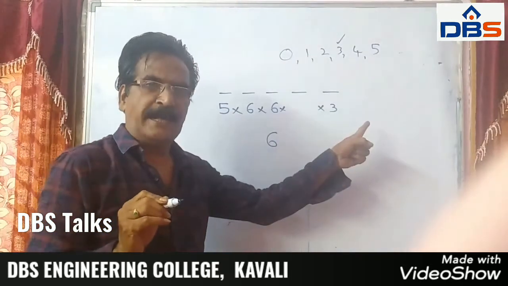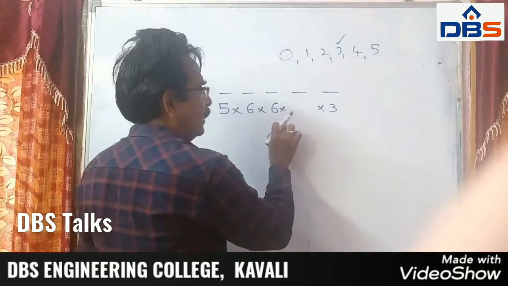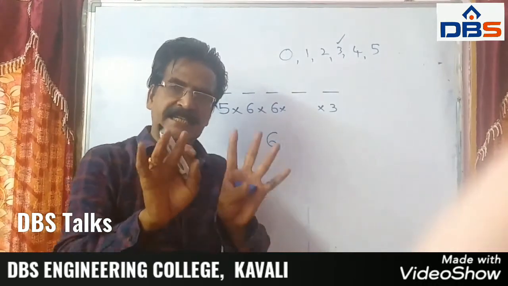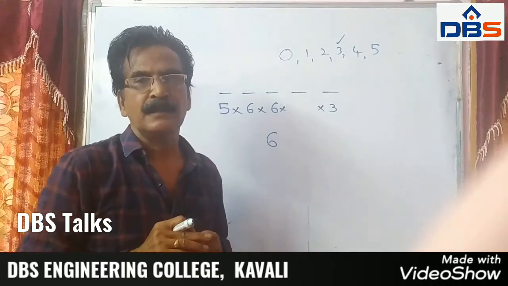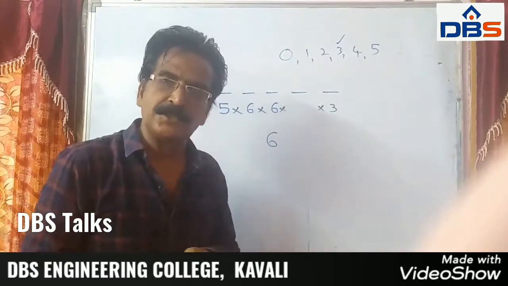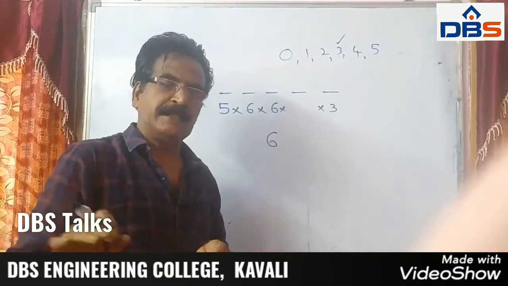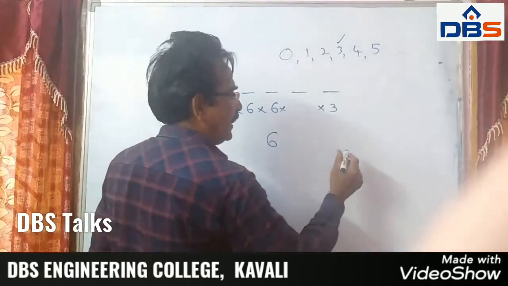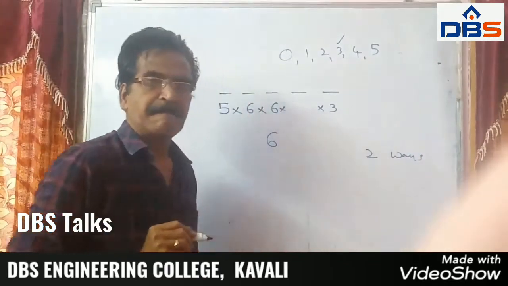We have filled 4 blanks. If the sum of these 4 blanks is, say, 6, a multiple of 3, then this blank can be either 0 or 3. 6 plus 0, 6, divisible by 3. 6 plus 3, 9, divisible by 3. So this blank can be filled in 2 ways.